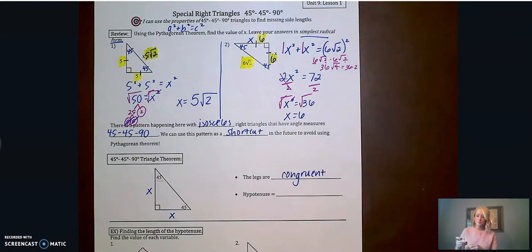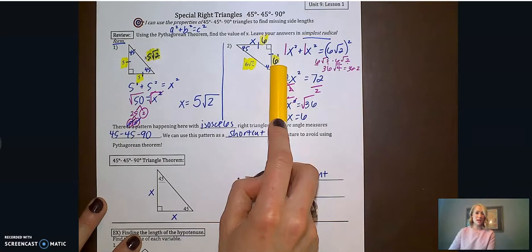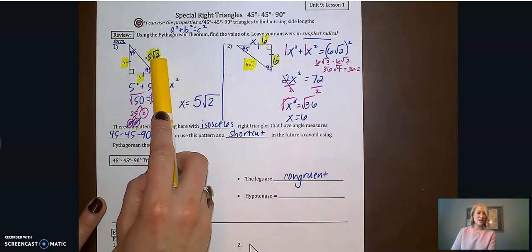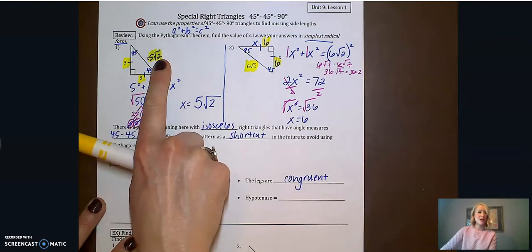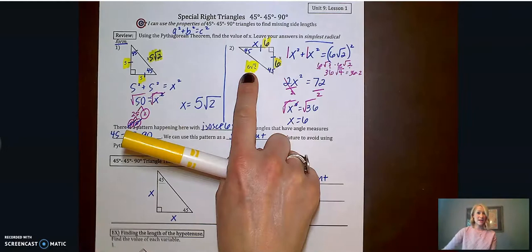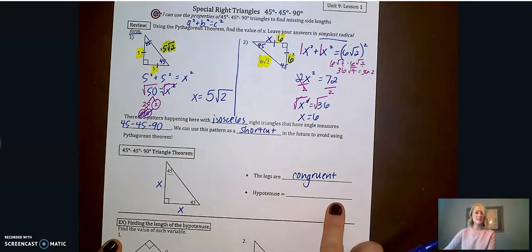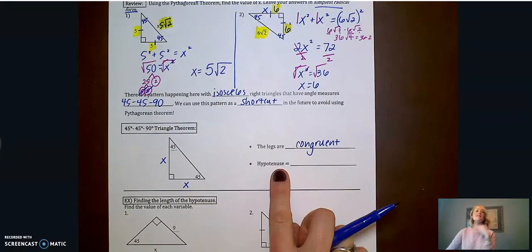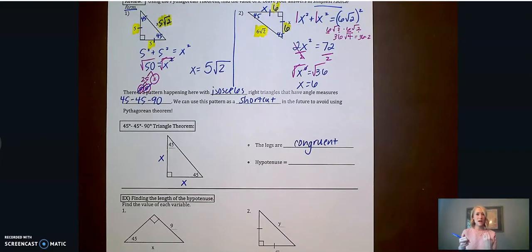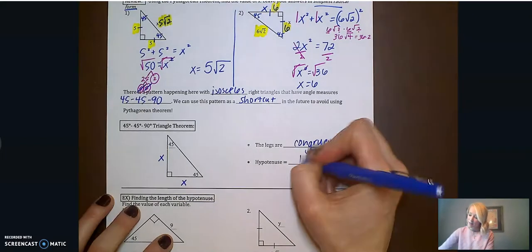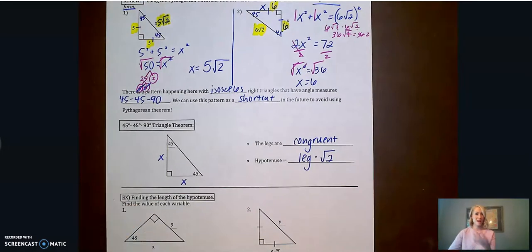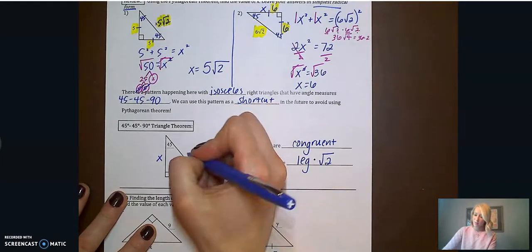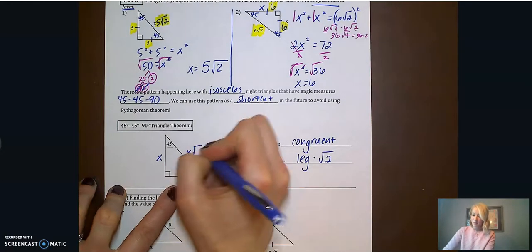If you can tell a pattern here, the legs are the same on both of these triangles, and look how the legs are related to the hypotenuse. Maybe you can tell that they just took the leg number and stuck a radical 2 on it. And that's how they got the length of the hypotenuse. So that's exactly what I'm going to write down here. To find the hypotenuse in a 45, 45, 90 triangle, you just take your leg and multiply it by radical 2. And that's how you get the hypotenuse. So here I'm going to call this leg, which is X, X radical 2.